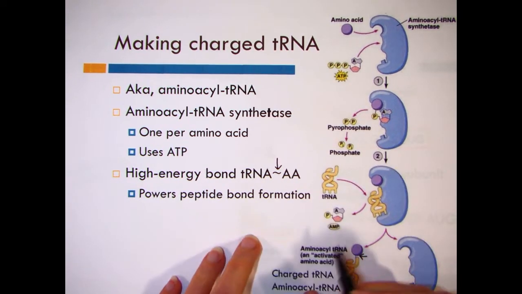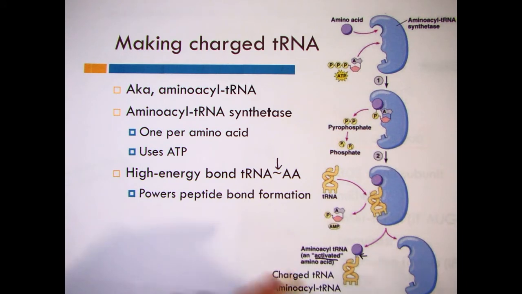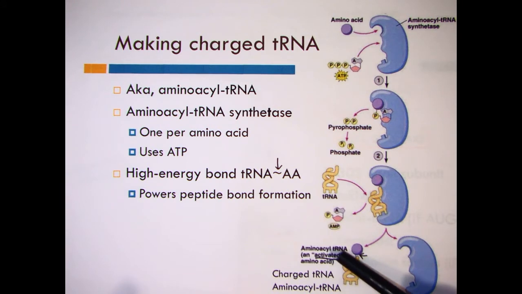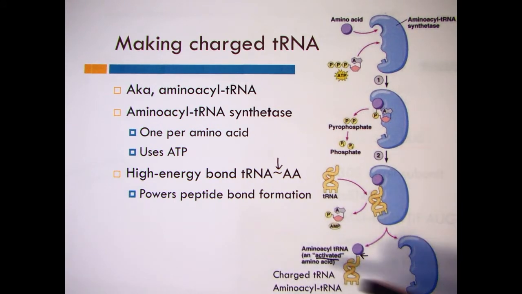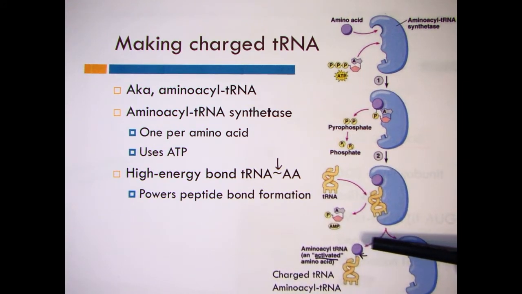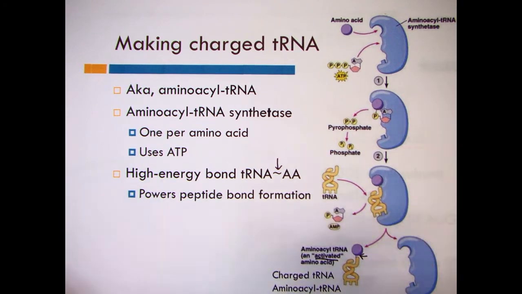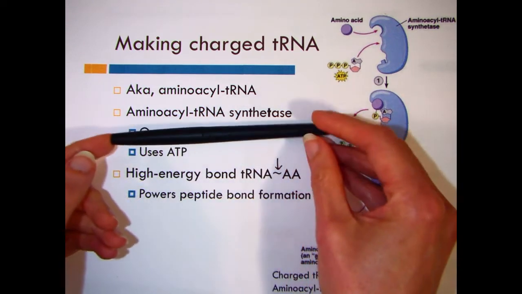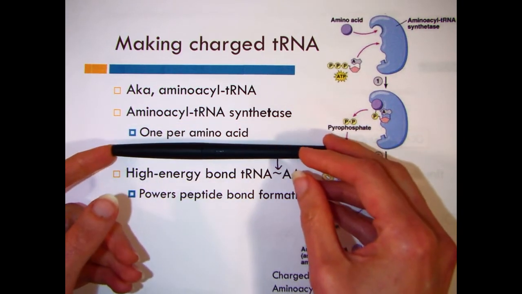Another thing that you might see is, do you remember when we talked about making polysaccharides and how glucose with a UDP was called activated glucose? Similarly, an amino acid with the energy from ATP can also be called an activated amino acid. So it's a charged tRNA, also called an aminoacyl tRNA, but the amino acid can be called an activated amino acid. This process is done by aminoacyl tRNA synthetase, of which there is one per amino acid.